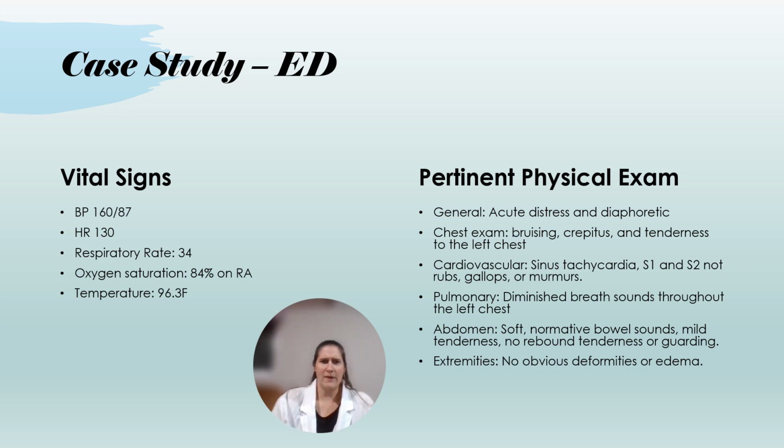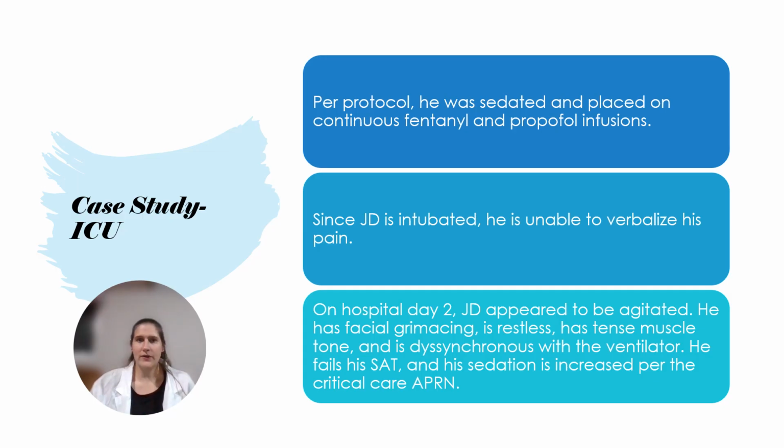While in the ER, despite supplemental oxygen, JD continues to have shallow and labored breathing and has increased confusion and hypoxia. He is eventually advanced to a BiPAP and then is unable to tolerate it and ends up intubated and sent to the ICU. On hospital day 3, JD appeared to be agitated. He had facial grimacing, was restless, had tense muscle tone, and was dyssynchronous with the ventilator. He failed his spontaneous awakening and spontaneous breathing trials, and the nursing staff increased his sedation.